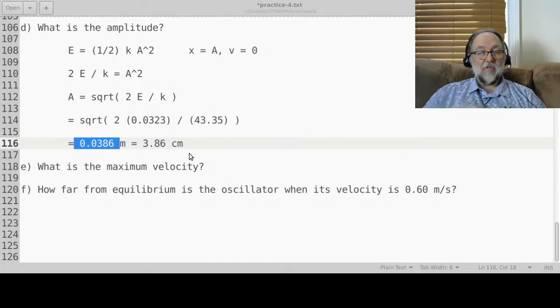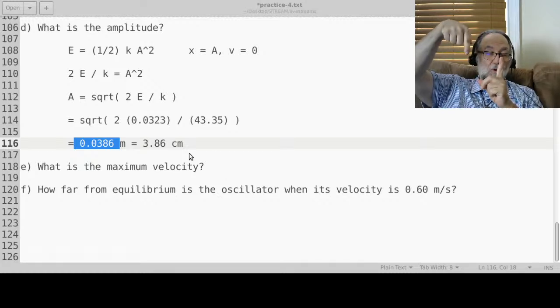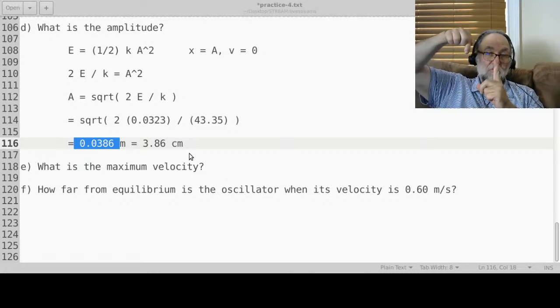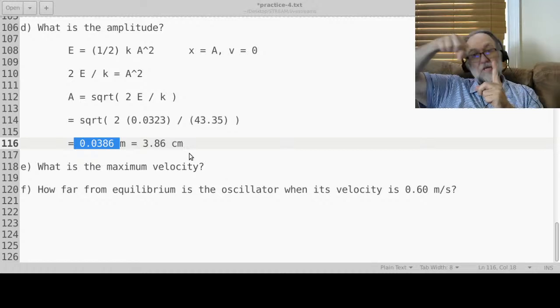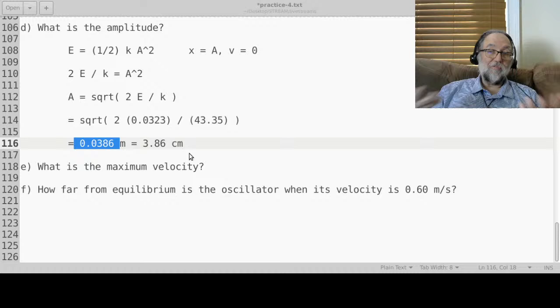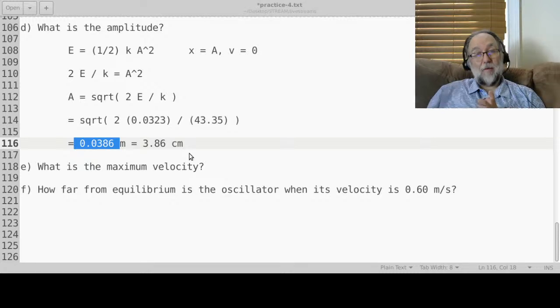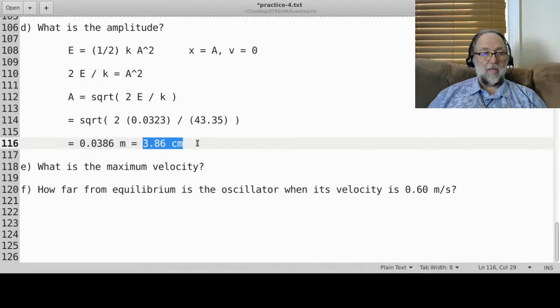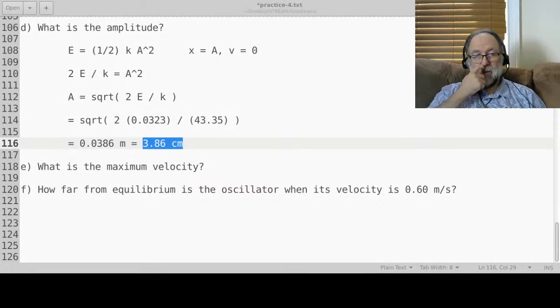Ask yourself, does that make sense? Well, let's think about it. When you got to the 2.5 centimeter point, you were still moving, and you were moving outwards. You could have been moving inwards, but you could have been moving outwards. So if you're at 2.5 centimeters and you're still moving, then you're going to move past 2.5 centimeters. I can't tell you from just that sort of reasoning how far past 2.5 centimeters you're going to go, but you're definitely going to go past it. And sure enough, your answer turned out to be bigger than 2.5 centimeters.